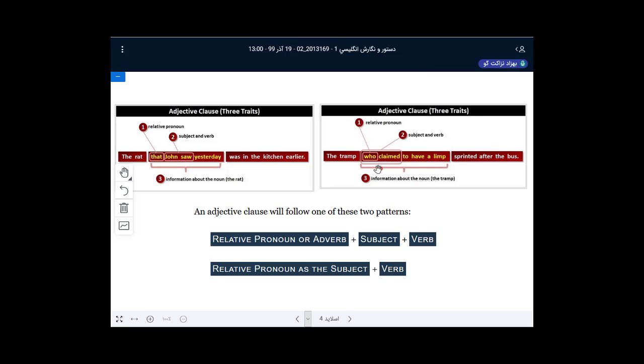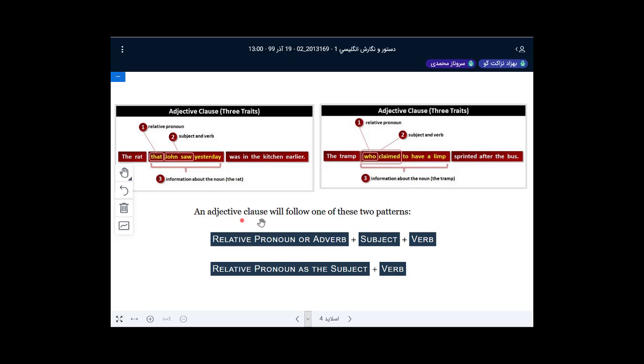And as you see here, we have a subject and a verb. But here the subject is the relative pronoun, and at the same time it functions as the subject. And the clause has its own verb. So I see the subject and a verb, I see the connector, and I see that they answer the question which tramp. So they tell information about the tramp.